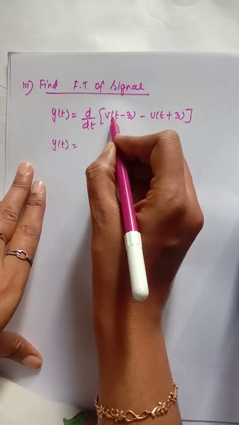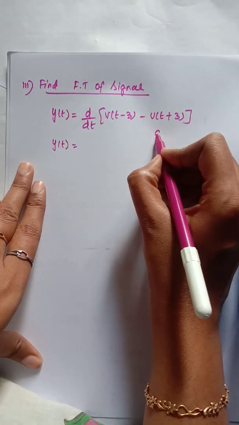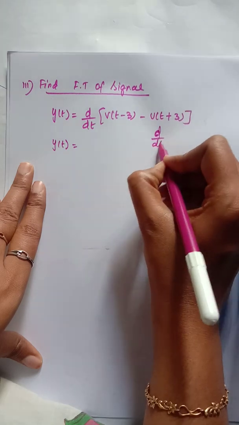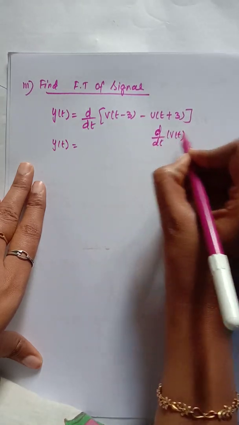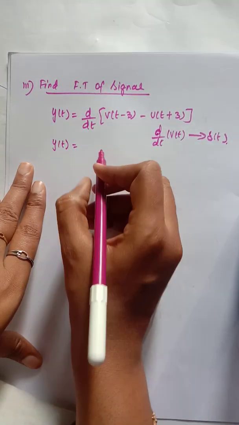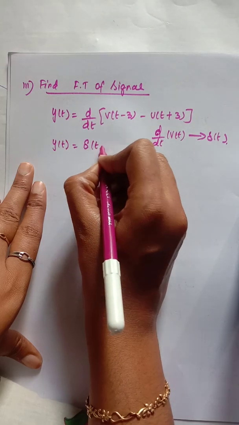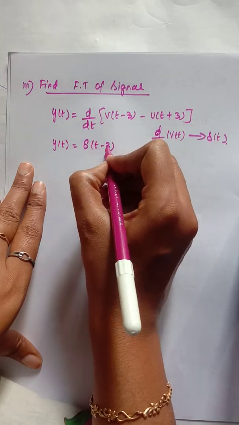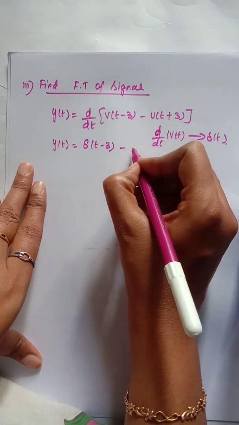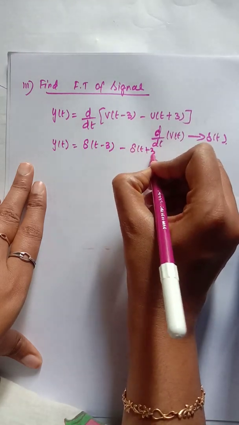We know that when you differentiate a unit step signal, you will get an impulse. So d by dt into u of t, when you differentiate this, results in delta of t, the impulse signal. We have already studied this. Applying this, you will get an impulse delta of t minus 3, and an impulse delta of t plus 3.